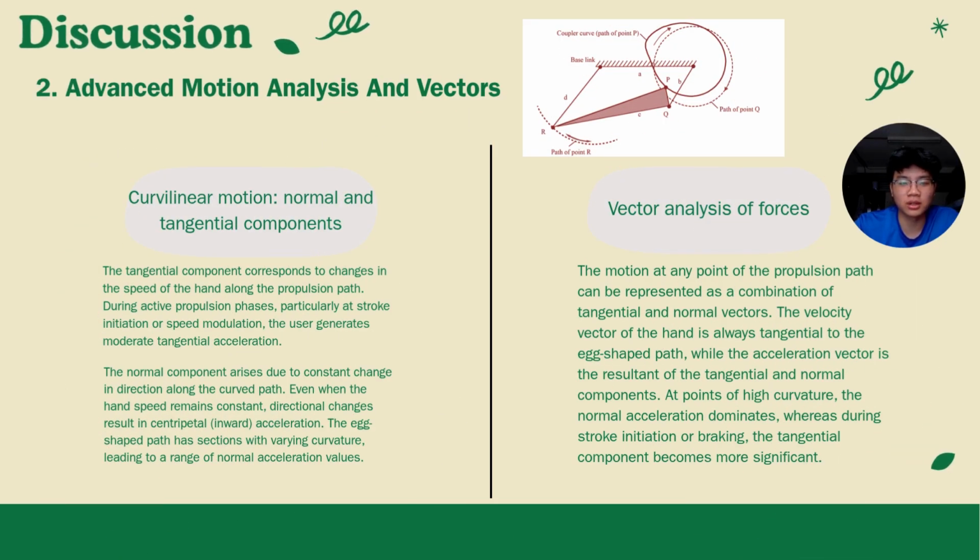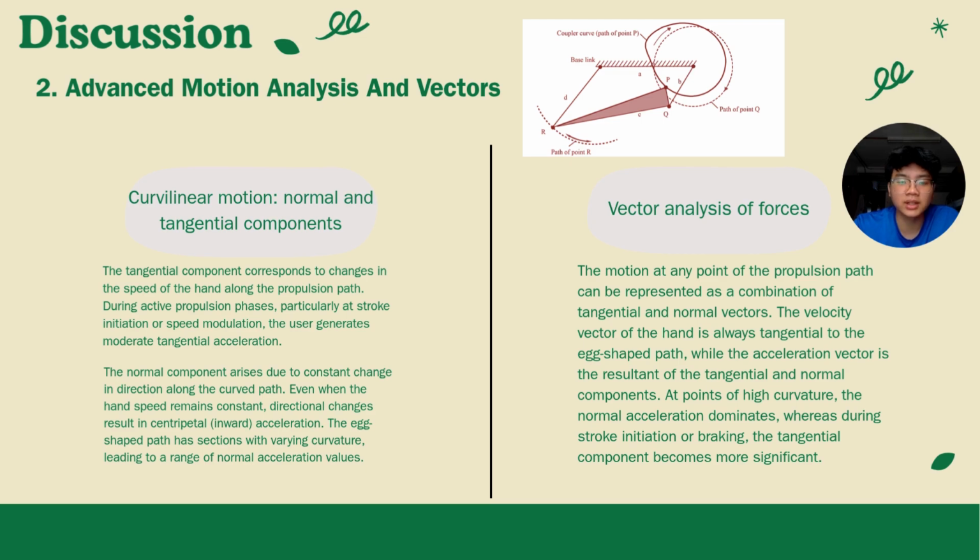So for curvilinear motion, the tangential component corresponds to changes in the speed of the hand along the propulsion path. So the user generates moderate tangential acceleration. This reflects the direct effort used to accelerate the wheelchair forward. The normal component will arise due to constant changes in direction along the curved path. So when the hand speed remains constant, directional changes still occur that result in centripetal acceleration. So this results in significant normal forces which can contribute to joint and muscle loading.